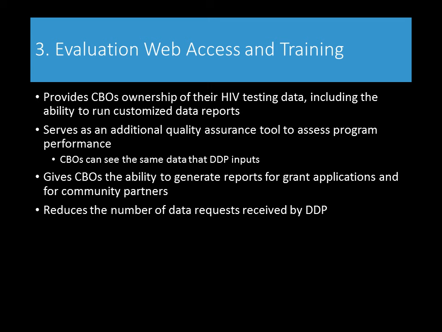So it's an extra quality assurance measure that really helps to facilitate back and forth communication with our CBOs and our data teams. And it gives CBOs the power and the ability to generate reports that they may need for grant applications, as well as reports that they can use to share with their community partners. And ultimately, it also helps to reduce the number of data requests that are received by BDV.